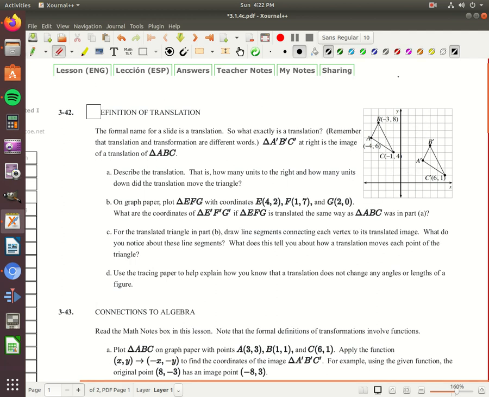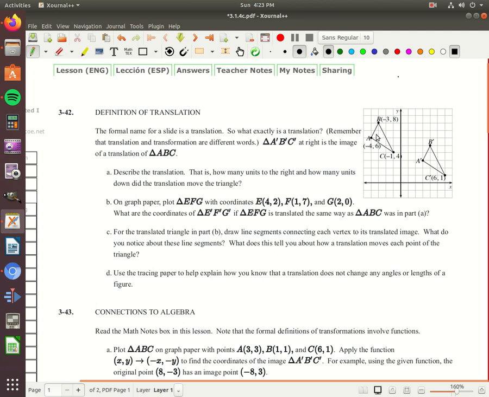All right, so anyway, let's take a look here. Definition of translation. The formal name for a slide is a translation. So what exactly is a translation? Remember, translation and transformation are different words. Triangle A'B'C' at right is the image of ABC. So like we said, it started here and moved in this direction. Describe the translation. How many units to the right and how many units down?